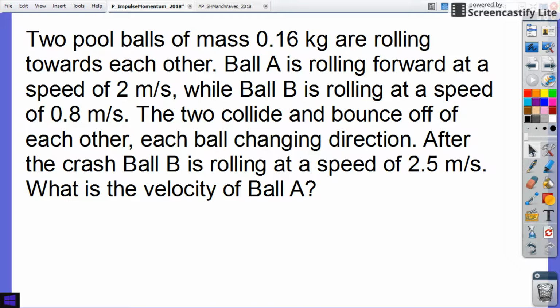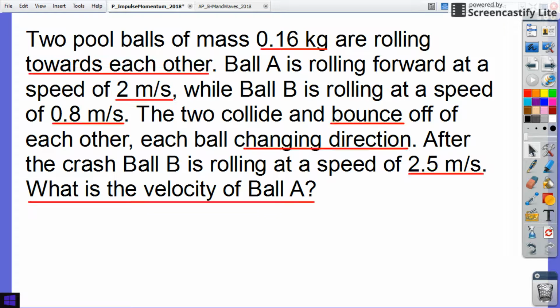All right, well, let's see. We read the problem. What do we do next? Oh, we read the problem again and annotate it. We underline all the important stuff. The mass is important. That they're rolling towards each other is important. The speed of 2 and the speed of 0.8, those are important. That they bounce off and change direction, that's important. Speed of 2.5, and what is the velocity of ball A? Shabam. Those are the things that I would call important.